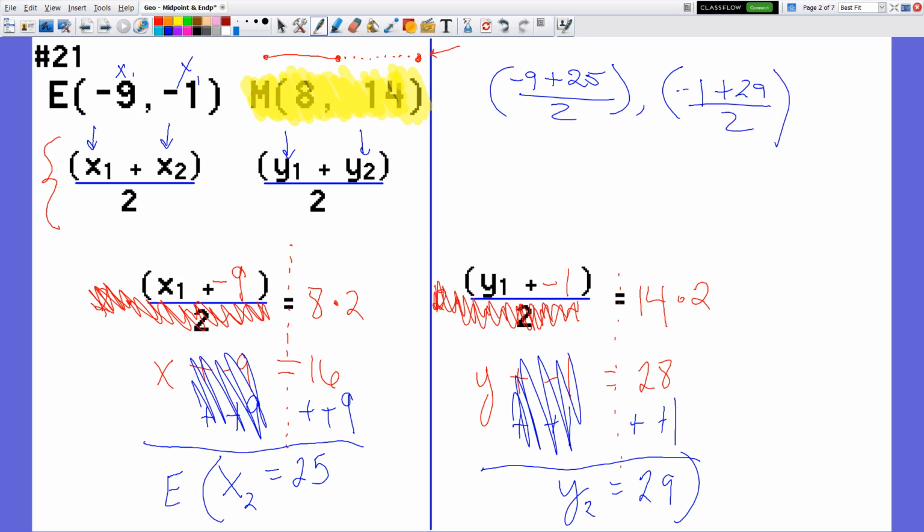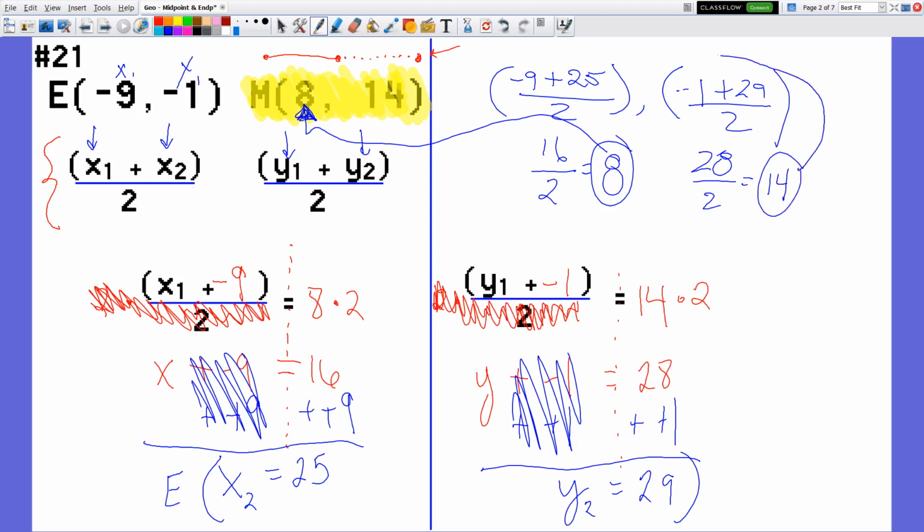Okay, so let's take a little look. Bust out your calculator and do -9 plus 25, give you 16, divided by 2, and that'll give you 8. Look, just like you said the midpoint should. Then let's do -1 plus 29, give you 28, divided by 2 equals 14. Holy moly. Look at that.